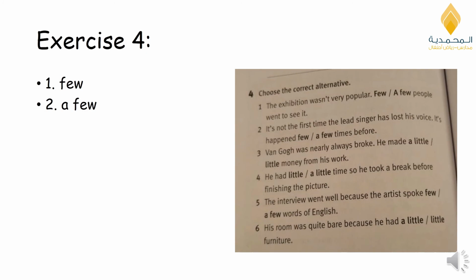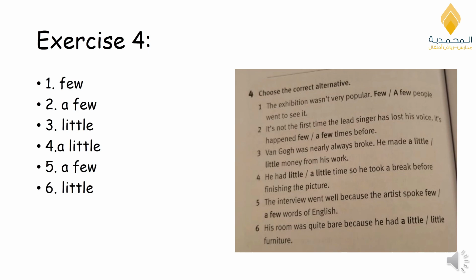And number three, Van Gogh was nearly always broke. He made a little or little money from his work? Little. With money, you have to use little. Number four, he had a little time, not little, a little time, so he took a break before finishing the picture. Number five, the interview went well because the artist spoke few or a few words in English? A few words. And the last one, his room was quiet because he had little furniture. Little furniture.